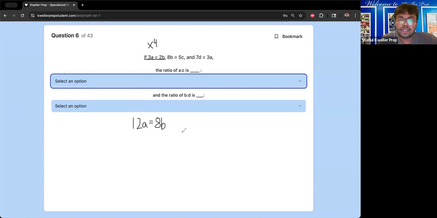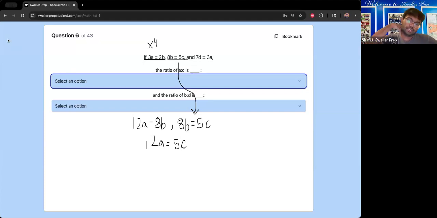Good. Why did I say to combine it? Because the other equation, let's draw it down now, is 8B equal to 5C. So now we can just combine them because they're both 8B: 12A is equal to 5C. Okay? So the ratio of A to C is what? Well, it says 12A is equal to 5C.